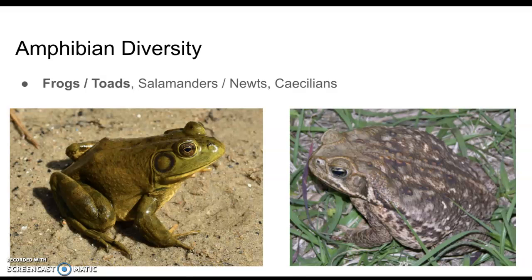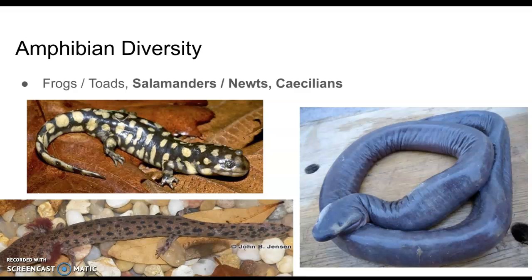The next organisms are salamanders. That you can see, this one here is a tiger salamander that lives on the east coast of Florida. And these are caecilians. I'm sorry, these are newts. This is an example of a newt, and then this is a caecilian.